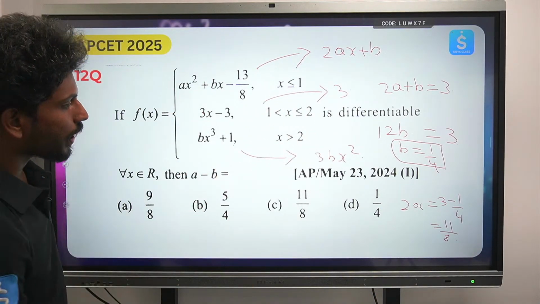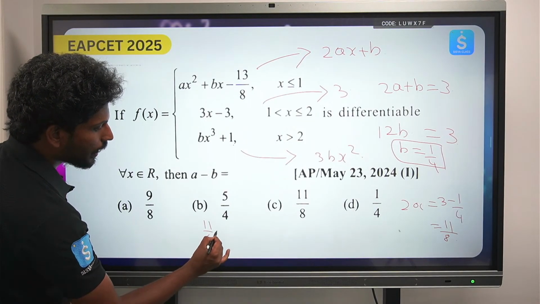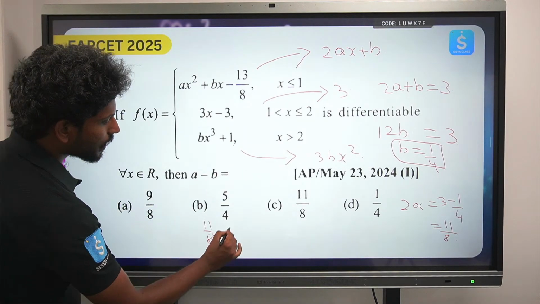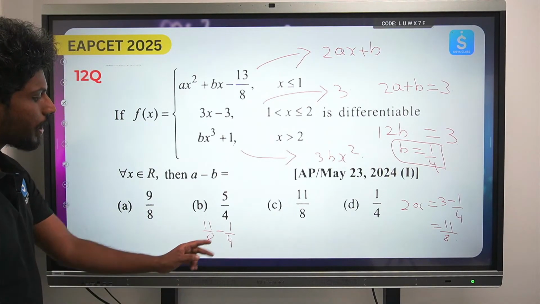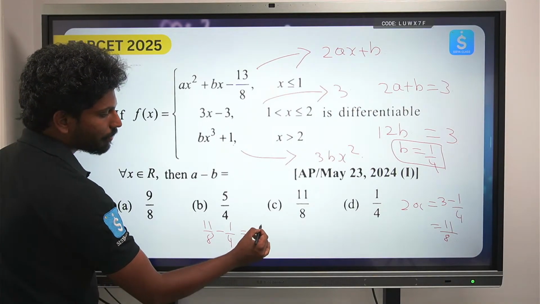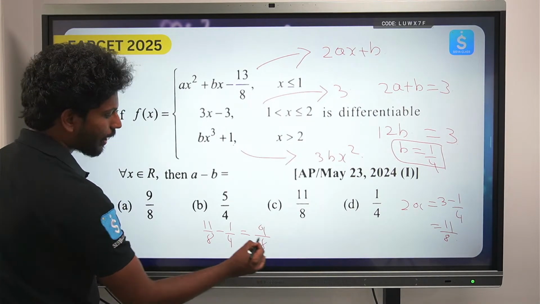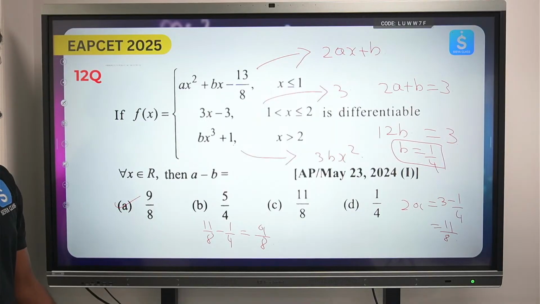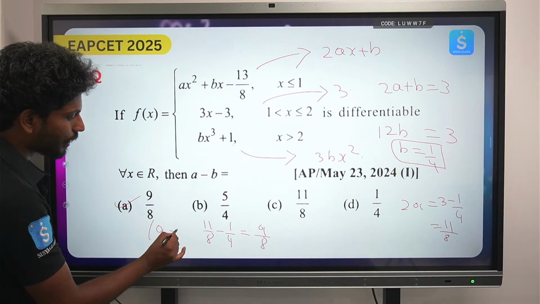So what is the value of a − b? So 11/8 minus, what is the value of b? That is 1/4. So this will be equal to, you just take the LCM, 11 − 2, that will be equal to 9/8. So the answer is 9/8. So this is the value of a − b.